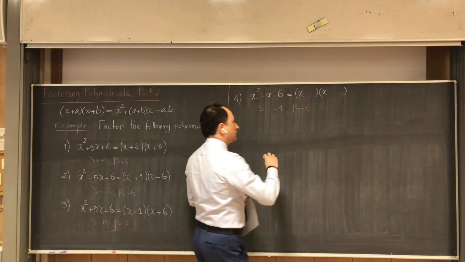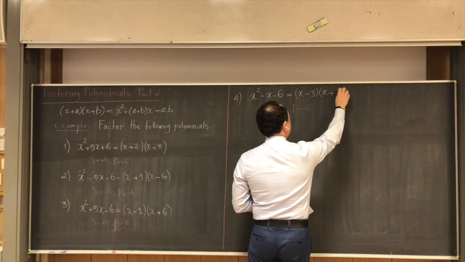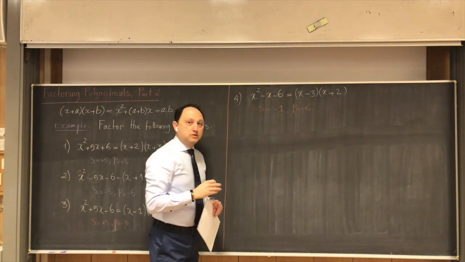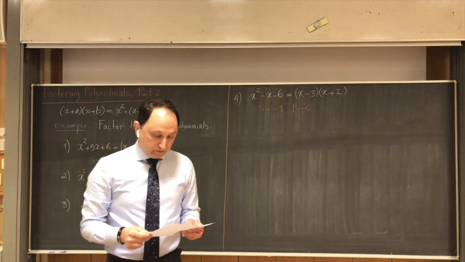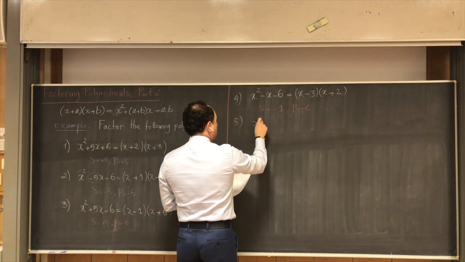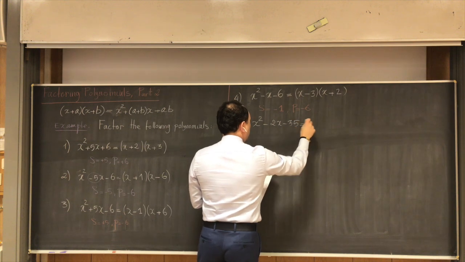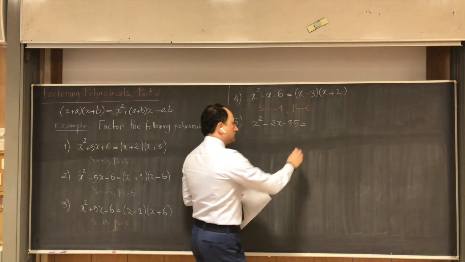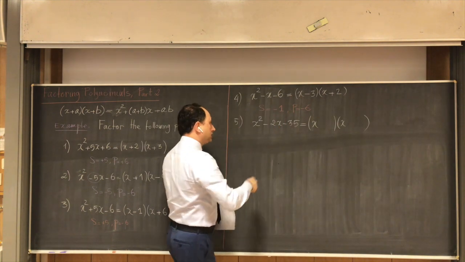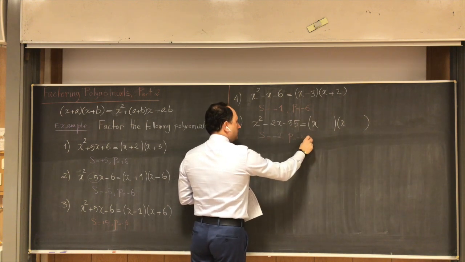And I think it is not that hard to guess that one of them is -3 and the other one is +2. -3 plus 2 becomes -1. -3 times 2 becomes -6. Okay, number 5, for example. I have x squared minus 2x minus 35. Again, the same scenario. So I have x here and I have x there. I need to ask myself, I need two numbers whose sum is -2, whose product is -35.